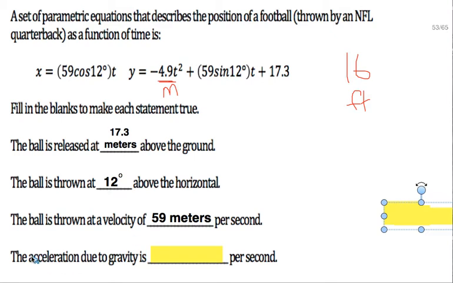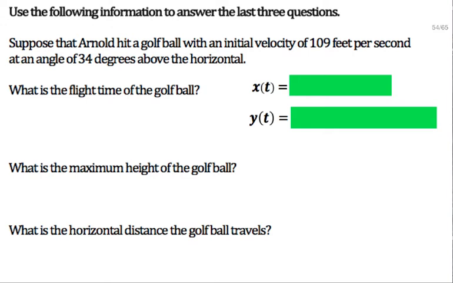So look at your numbers and look at the units of measurement. Okay, and then the last one, the acceleration due to gravity is blank per second, because we have the acceleration due to gravity is the 4.9 meters per second, and that is the answer there. All right. Hopefully you would be able to answer this question super fast. This should be a super easy test.